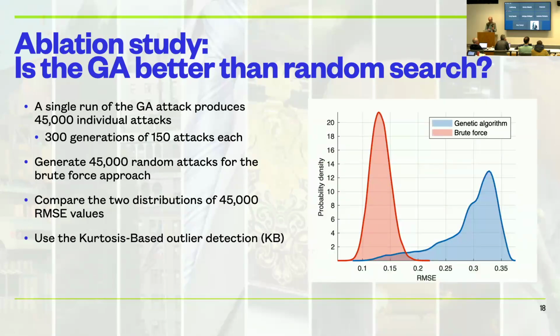Here you see on the vertical axis the root mean square error. This is the success. The larger the root mean square error, the better the attack, right? And the distribution here gives us, of those 45,000 attacks, a taste of how much better the genetic algorithm is than the brute force algorithm. It is better by a factor of 3, right? So it really pays off to do the genetic algorithm. This was for the kurtosis-based outlier detection.